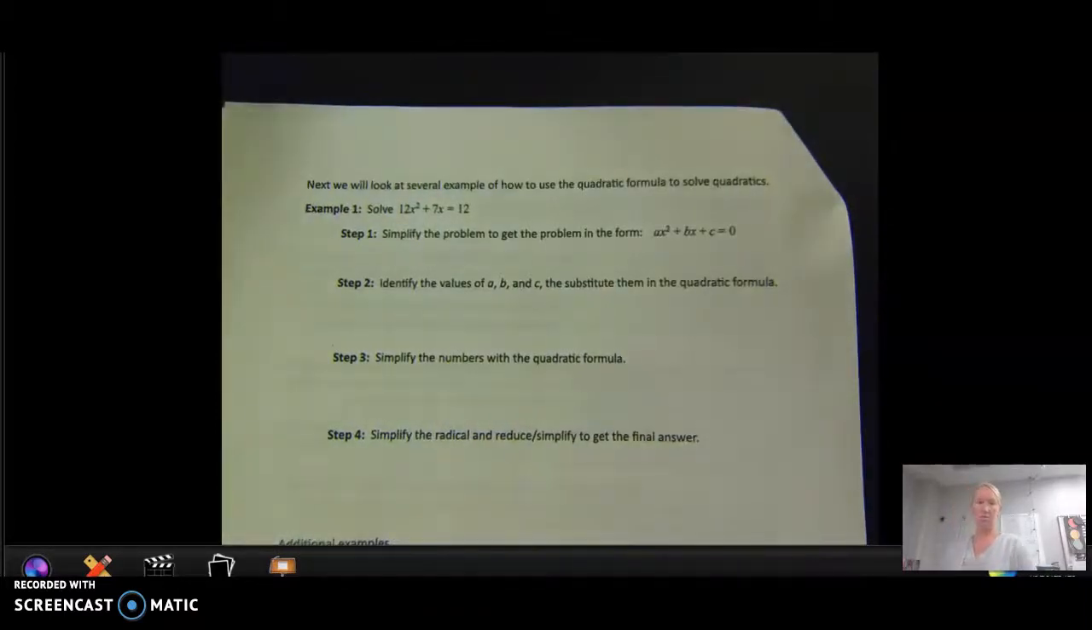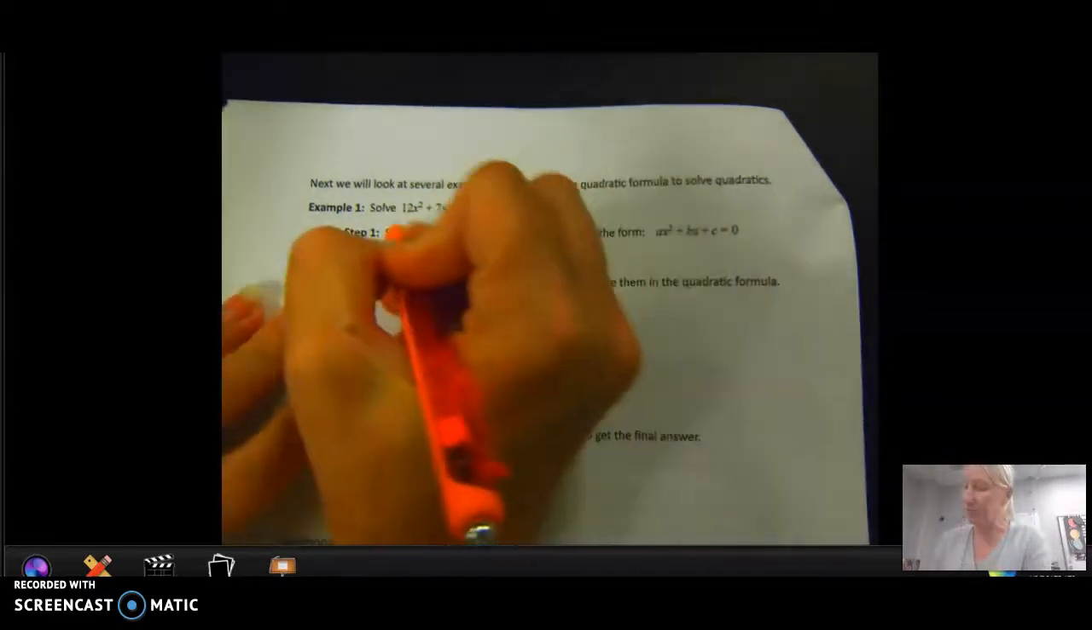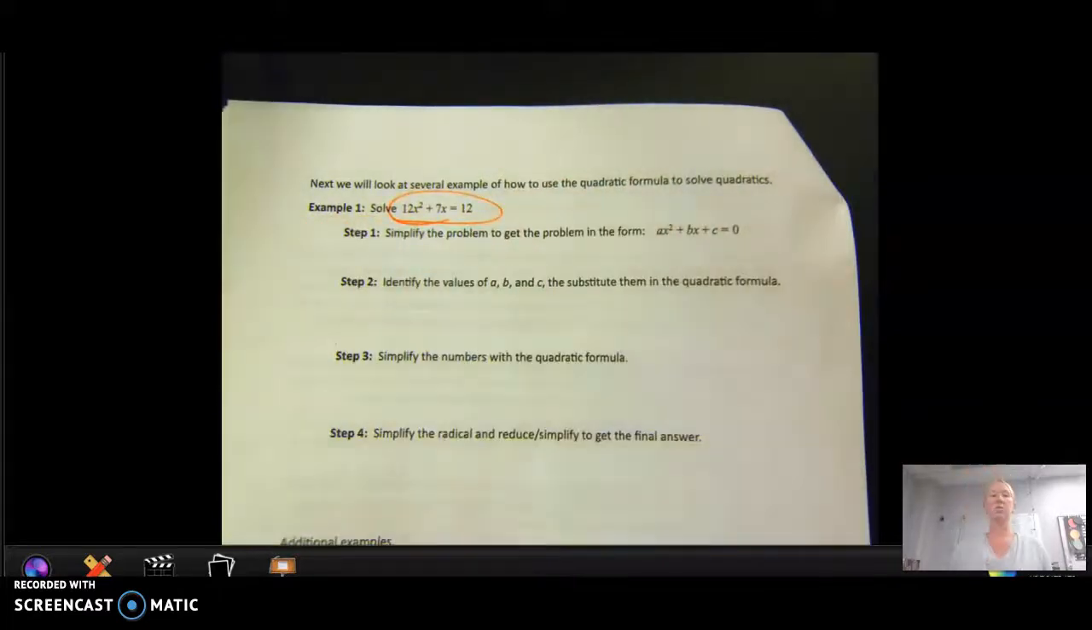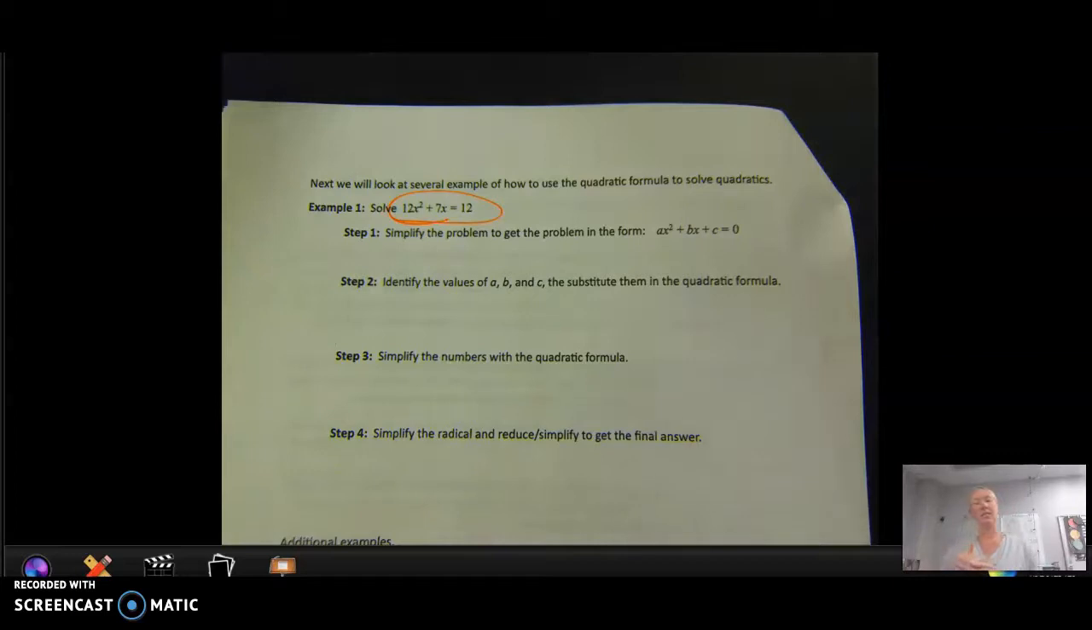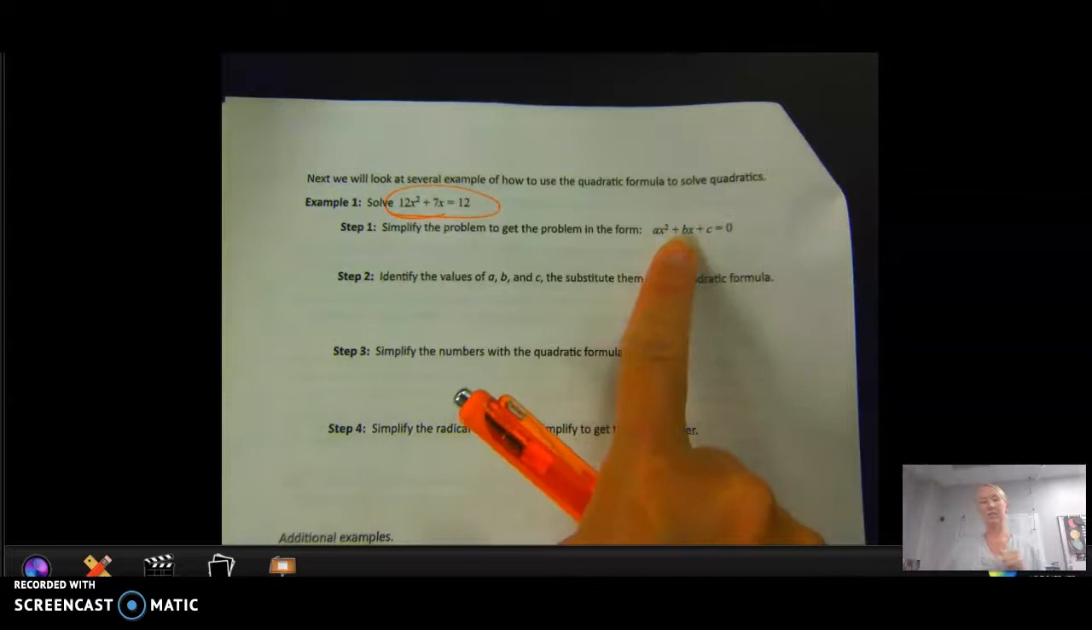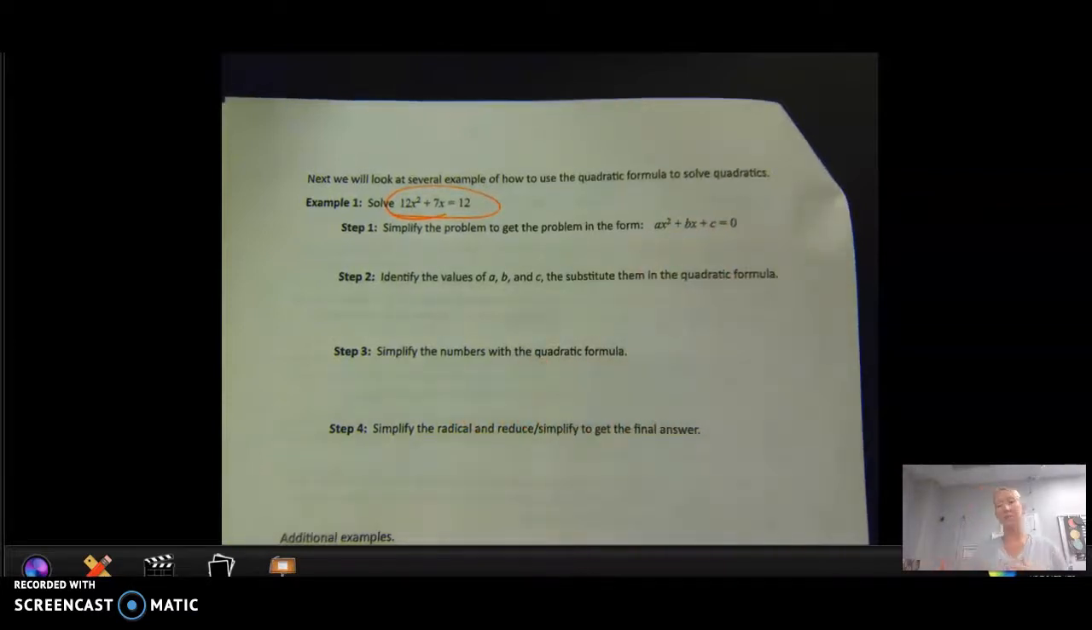So we're going to look at some examples and we're going to solve this one step by step. First, here's my equation, 12x squared plus 7x equals 12. What you should notice right now is that we have an x and an x squared. Therefore, I can't use the square root method. I can only use the square root method if there's only an x squared and no x. What I would need to do, though, is get it into this ax squared plus bx plus c equals 0 form, so I need it equal to 0.